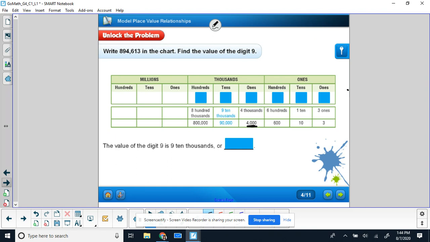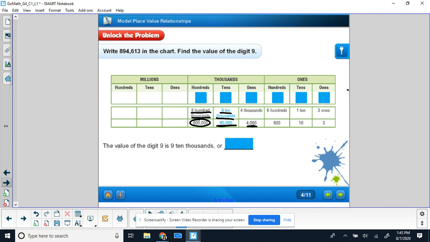And then we have 9 10,000s. So that means there's 90,000. That's the value of that number. And then last, this is our largest unit, 800 thousands. So that means there is a value of 800 thousand in that place.